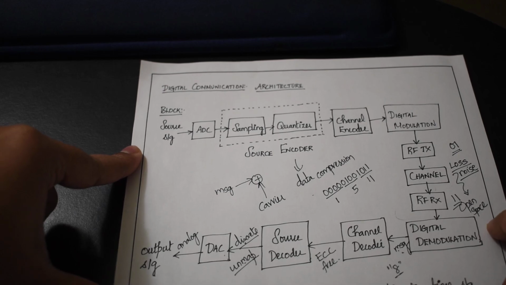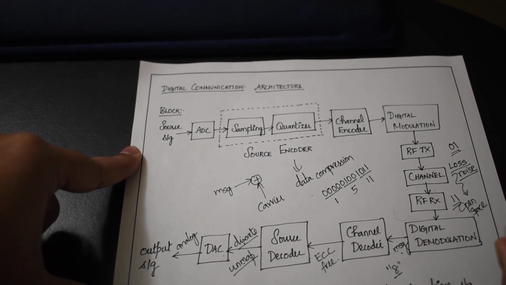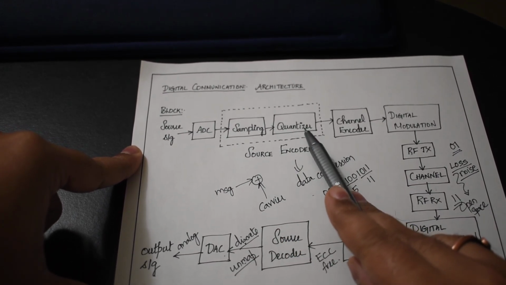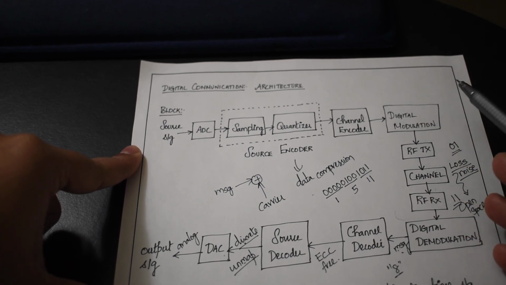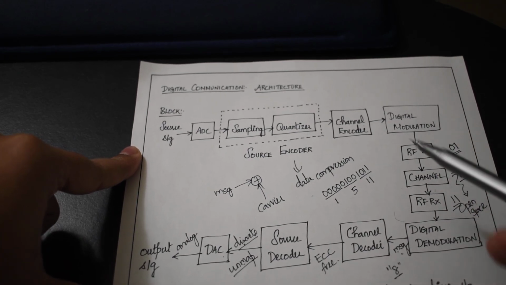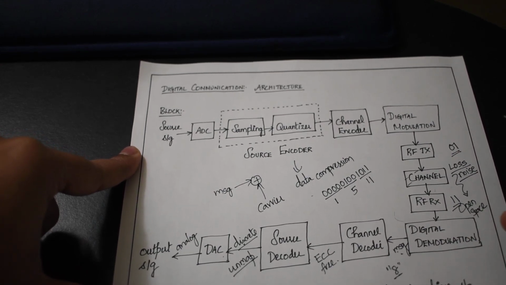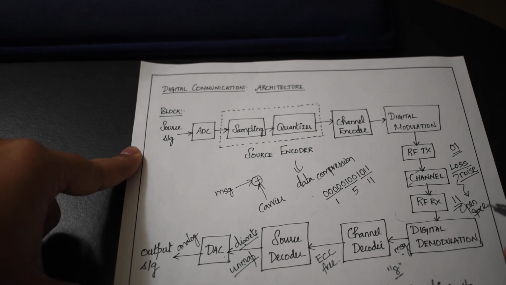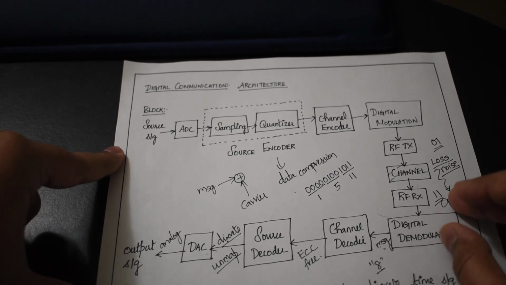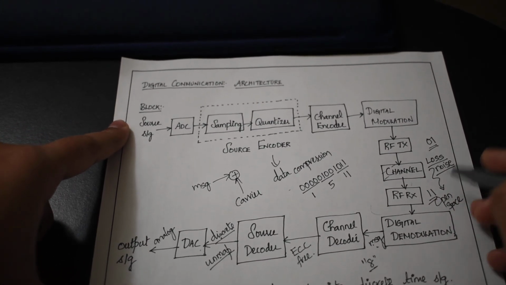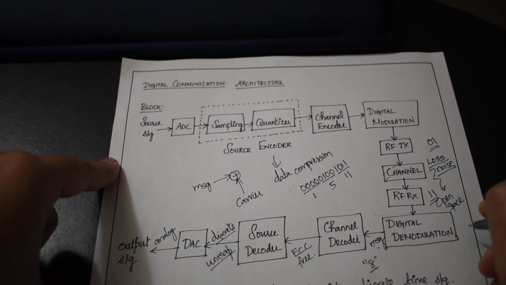In the upcoming videos, we will see in detail what sampling is, what quantization is, and what the types of channel modulation, channel encoding, and the different types of channel fading or channel loss that we experience are. We will see all those things in detail in the next coming videos. So this is the basics of the digital communication architecture.